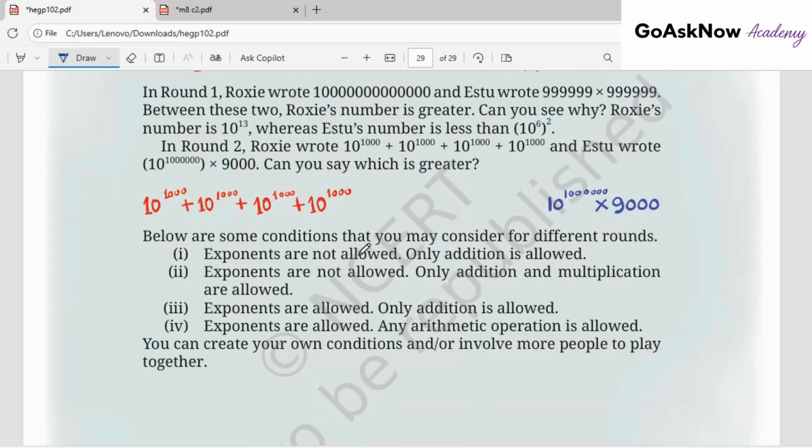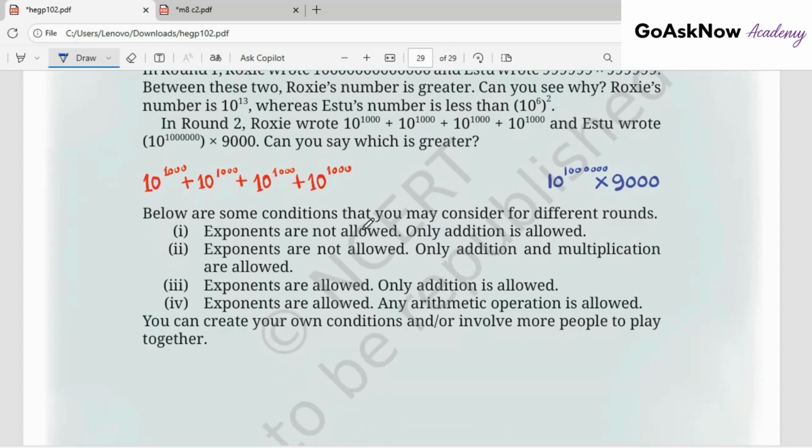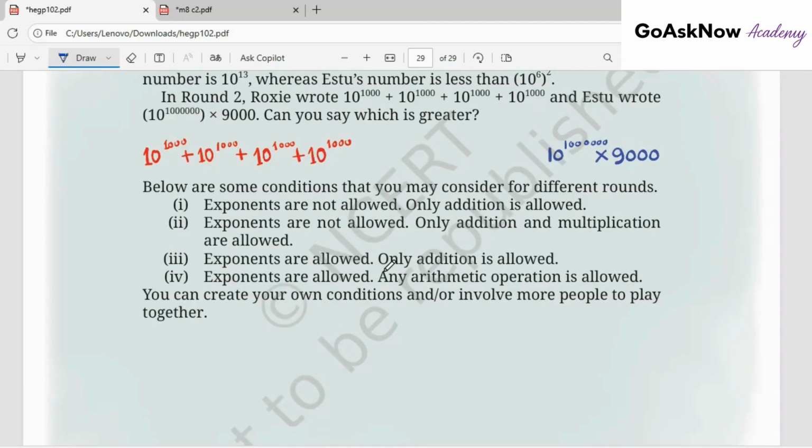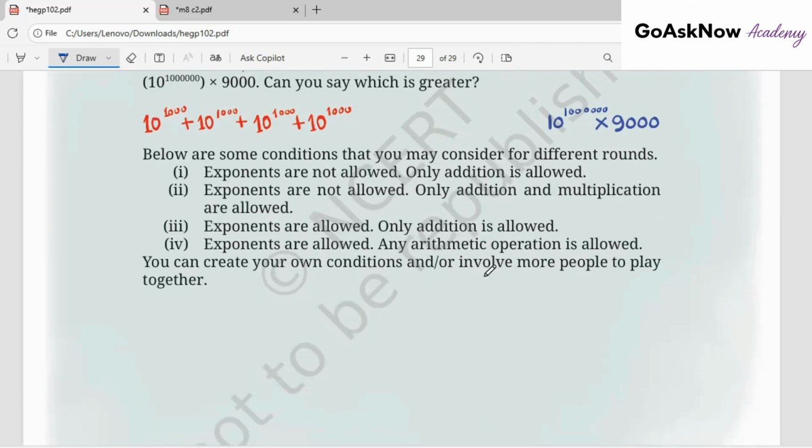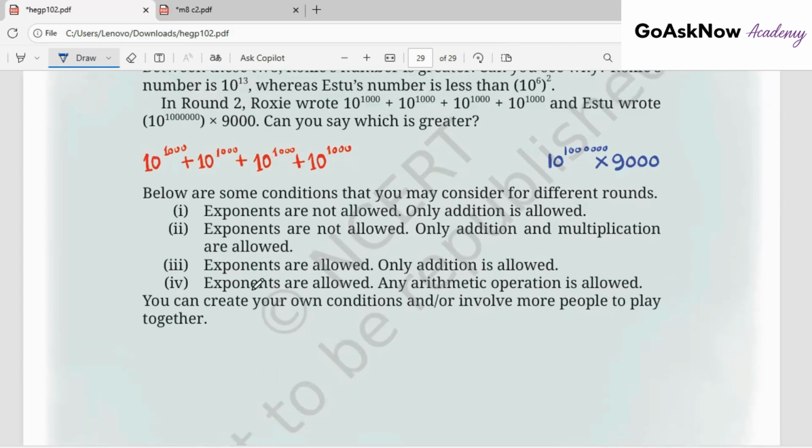Below are some conditions that you may consider for different rounds. Exponents are not allowed, only addition is allowed. Exponents are not allowed, only addition and multiplication are allowed. Exponents are allowed, only addition is allowed. Exponents are allowed, and all arithmetic operations are allowed. You can create your own conditions or involve more people to play together.